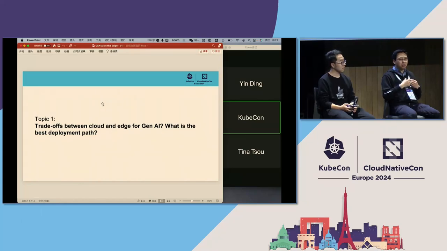From our engagement, we found a few options to combine Gen AI and edge computing. I agree with Ying's comments just now. There is one route option to tailor or customize a large language model to run on the edge side, right?